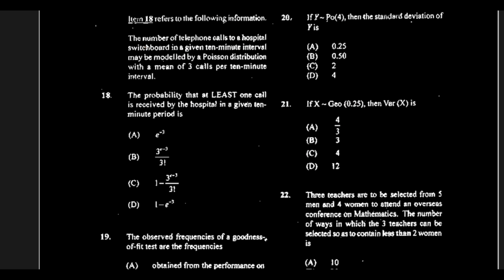So this question now says the number of telephone calls to a hospital switchboard in a given 10-minute interval may be modeled by a Poisson distribution. So they actually told us that it's a Poisson, which is great, which has a mean of 3 calls per 10 minutes. So we have 3 calls every 10 minutes. So the average is 3. Now they're asking us for the probability that at least 1 call is received by the hospital. So we're looking for the probability of a value X being more than or equal to 1.